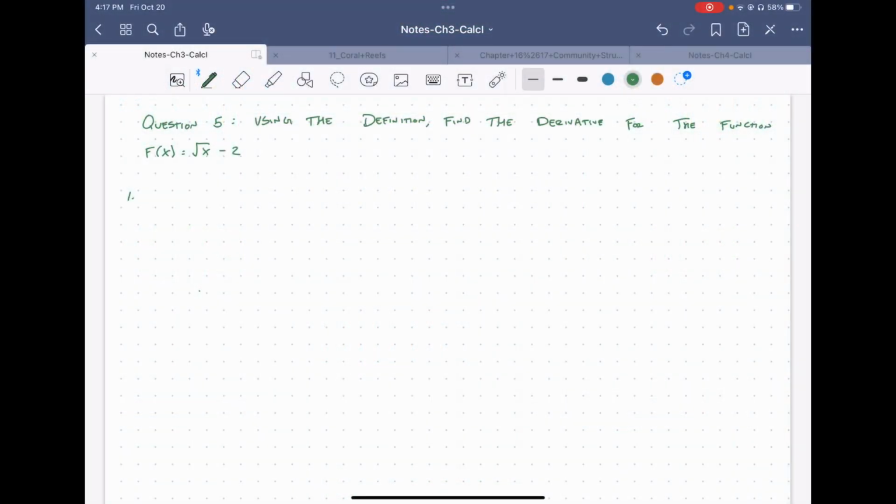For this type of problem, the key is the definition of the limit. So this is the formula we're going to be using. That is the limit as h approaches 0.